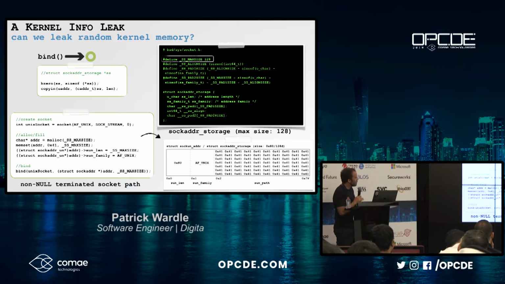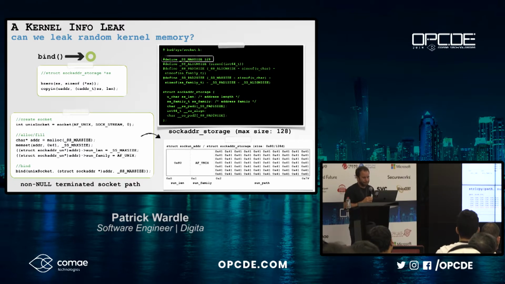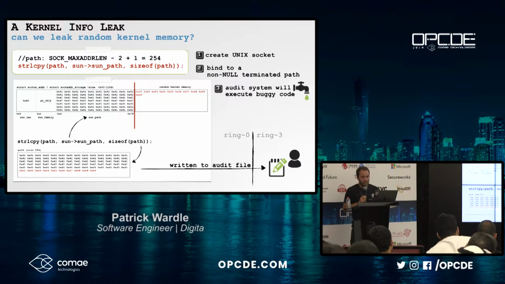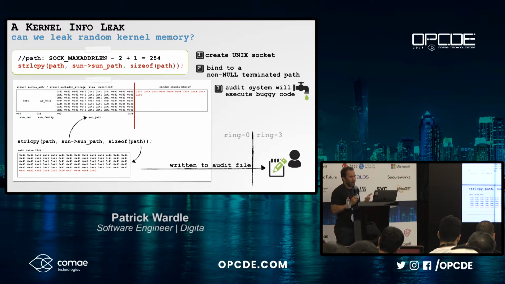We can see the socket structure on the slide. Again, it's 128 bytes, it's a Unix socket, and it's filled with 41s. The most important thing, though, is that it's not null terminated, so there are no zeros in this structure. If we then call bind, this is going to trigger the vulnerable strlcpy in kernel mode.